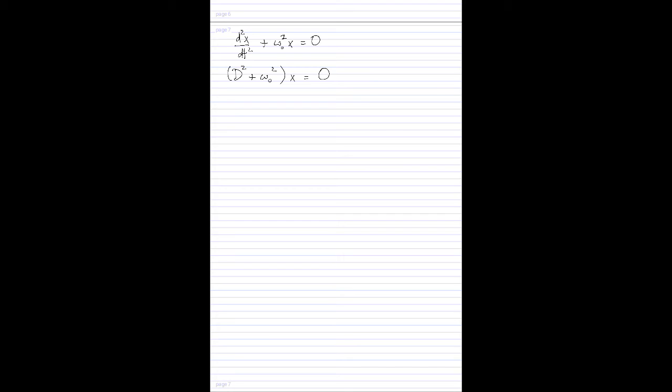Okay, so do we know how to solve this equation? You just factorize this linear operator. The factorization is straightforward over here. So you have (d plus i omega naught)(d minus i omega naught) x is equal to 0. Okay, so you see the roots now are complex, and that's exactly what you expect. Remember, the roots go up into the exponents, as we saw before.